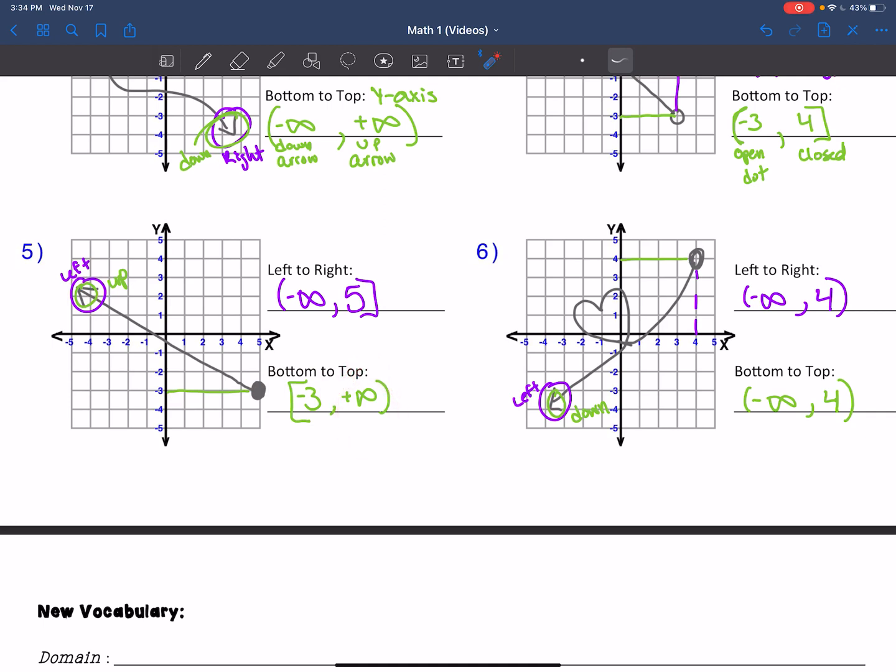For number 6, left to right, we have an arrow going to the left, and it goes all the way to the right at 4 with an open dot. Bottom to top, at the bottom we have an arrow, and that's going down as well. At the top we have 4 with an open dot.